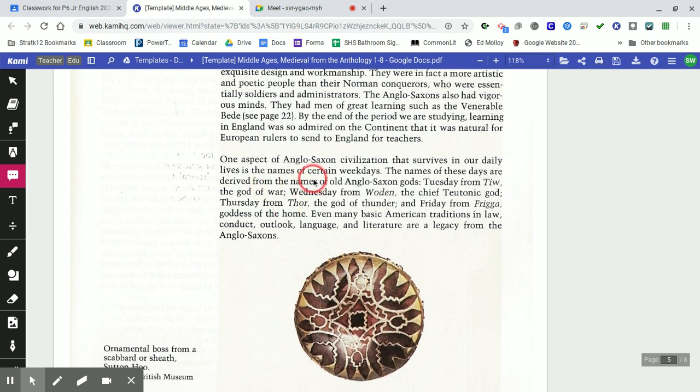One aspect of Anglo-Saxon civilization that survives in our daily lives is the names of certain weekdays. The names of these days are derived from the names of old Anglo-Saxon gods. Tuesday from Tiw, the god of war; Wednesday from Woden, the chief Teutonic god; Thursday from Thor, the god of thunder; and Friday from Frigga, goddess of the home.